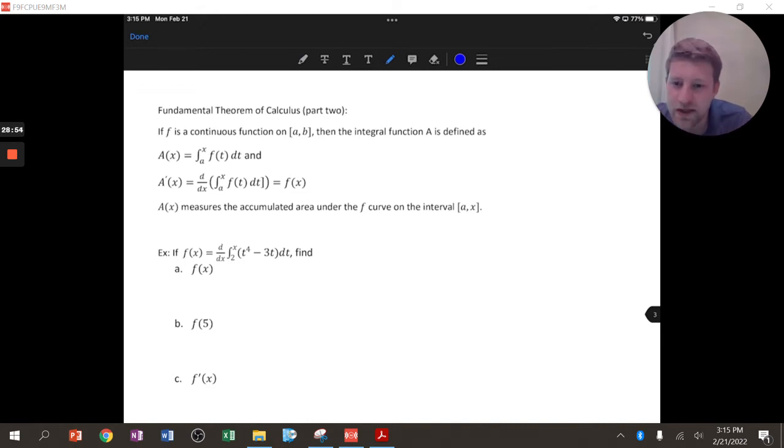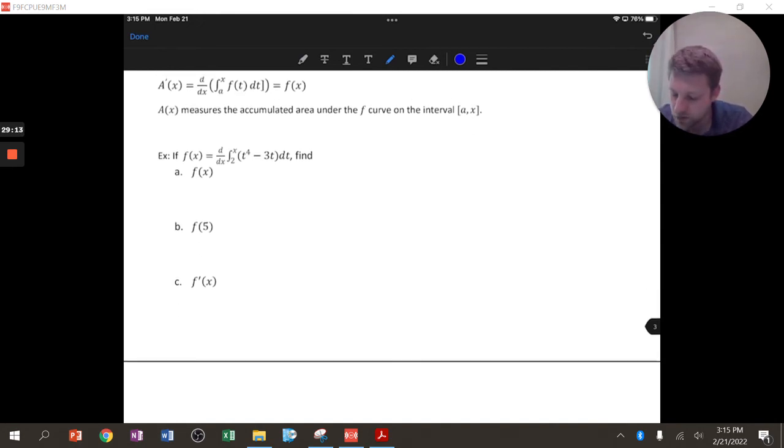So this A of x function, again, is measuring the accumulated area under the f curve on this interval from a to x. Again, a is some fixed value, some constant, and x is some unknown second endpoint.